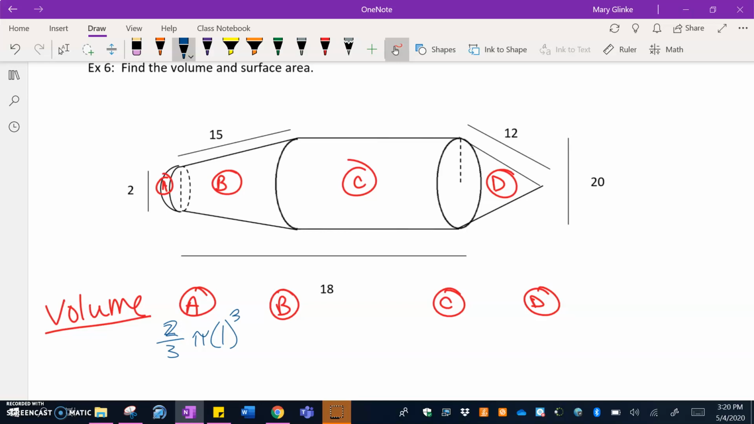And so for part B, we are going to take the volume of that frustum. Now with that, that's going to be a little bit more challenging, so let's pause on B and we'll come right back to that, okay? Let's move on to C then.